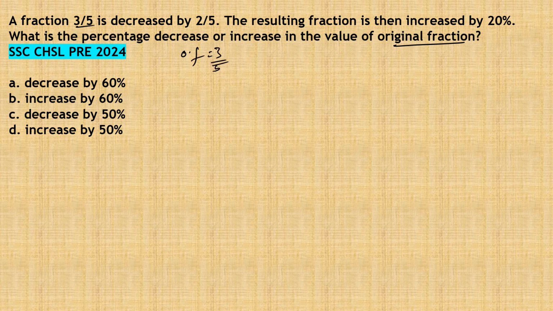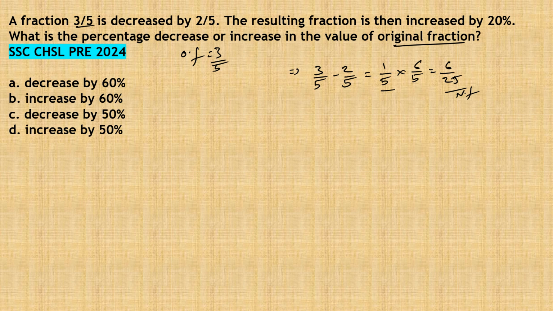It is decreased by 2 by 5. Decreased by 2 by 5 means it is deducted by 2 by 5. The original fraction 3 by 5 is deducted by 2 by 5, which gives 1 by 5. 3 minus 2, 1. And the resulting fraction is increased by 20%. Increased by 20% means 6 by 5. The new fraction is 6 by 25.